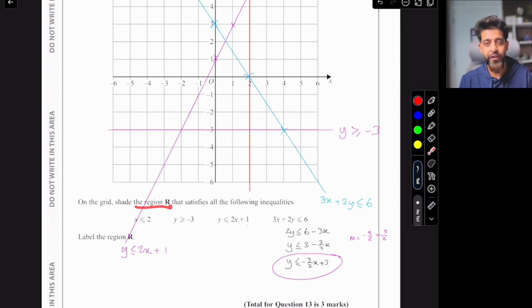What I do, because you just have to identify the region R. One of my students asked me this. They said, oh, what about if I shade the region? I get confused with this method. Look, as long as you identify it by writing R, okay, that's what you need to do.